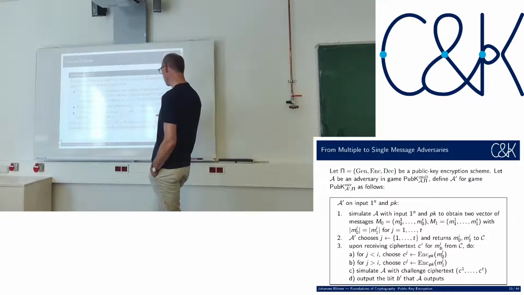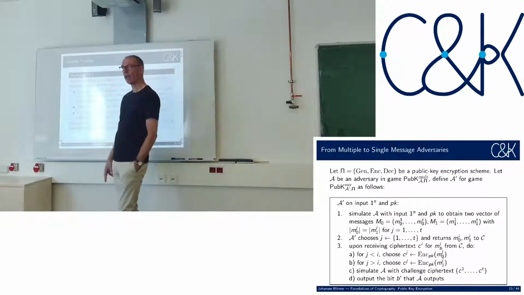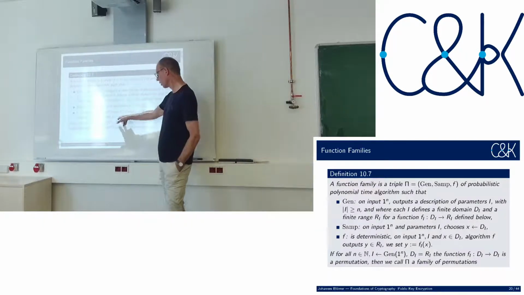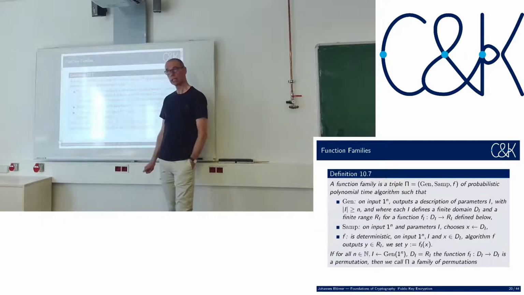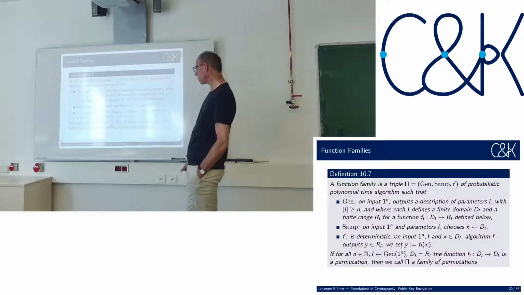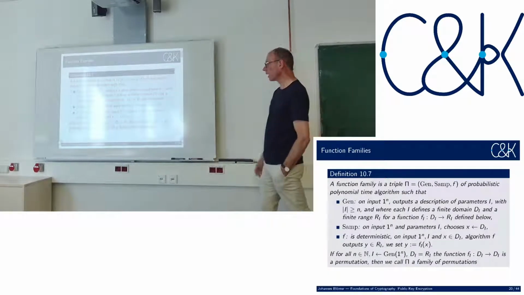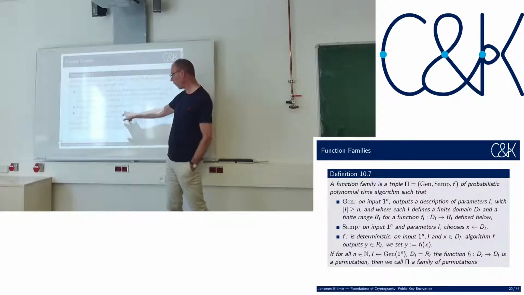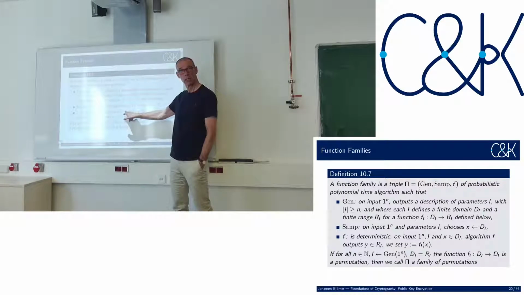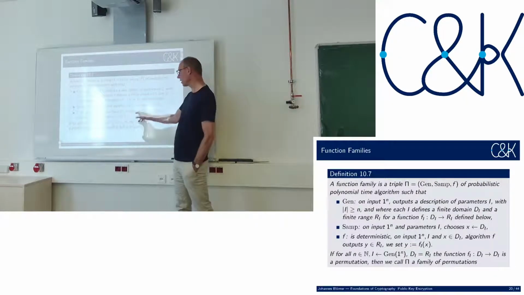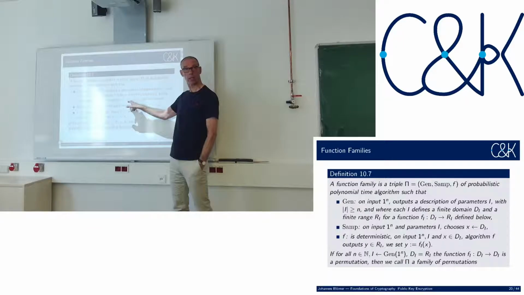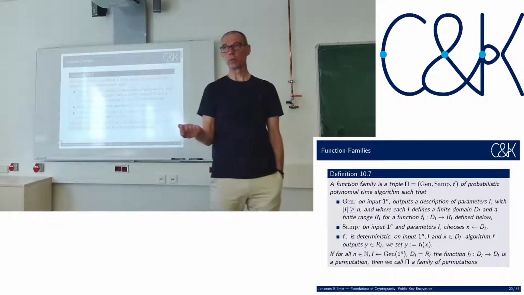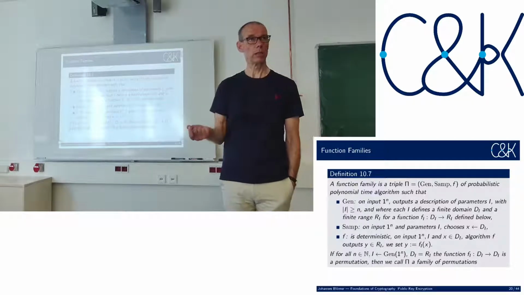And then this algorithm F outputs an element y from R_i. This is denoted by F_i of x. Since F is deterministic, if we fix this i, then the algorithm defines really a function from D_i to R_i. For every x in D_i, it outputs a y in R_i. That's the image.